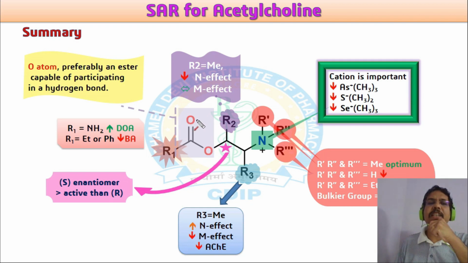If you look at the ester linkage, then the oxygen atom is preferable and the ester is capable of participating in hydrogen bonding. But for increased duration of action, out of this ester we can change it to keto or we can change it to ether to maintain the activity but protect from hydrolysis.